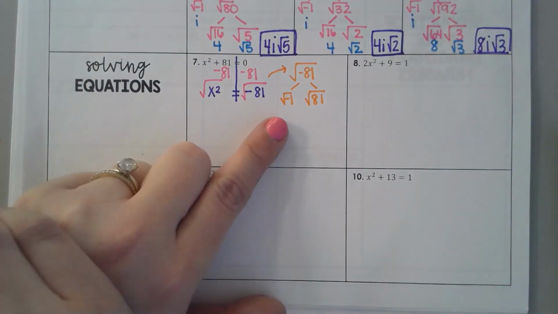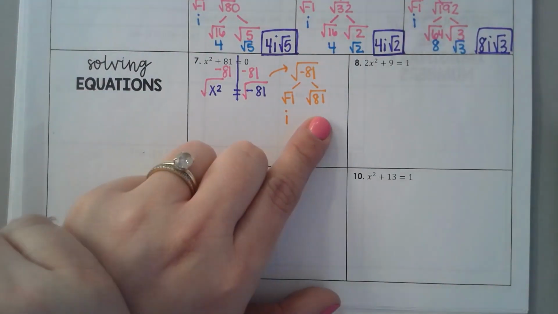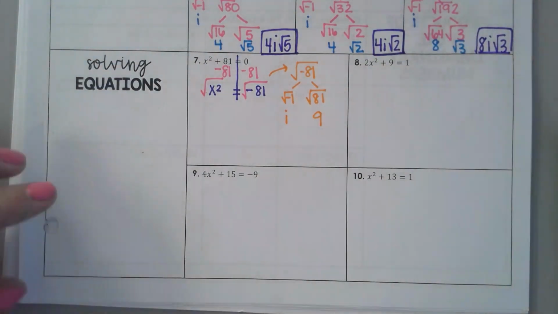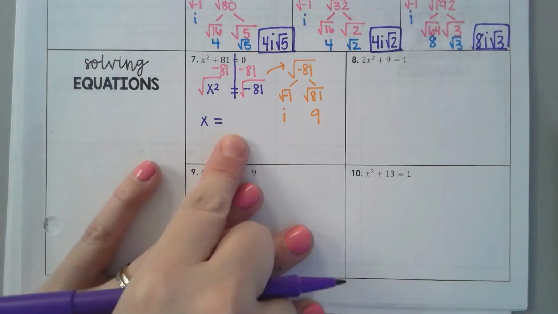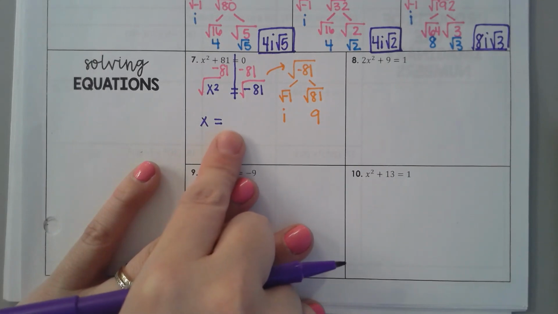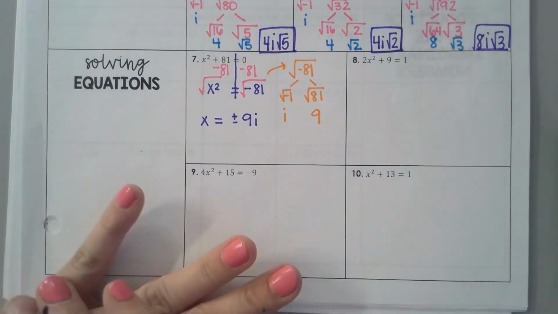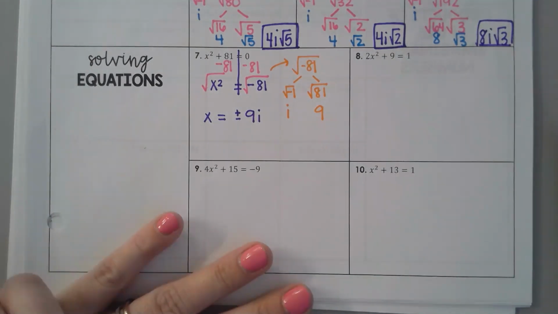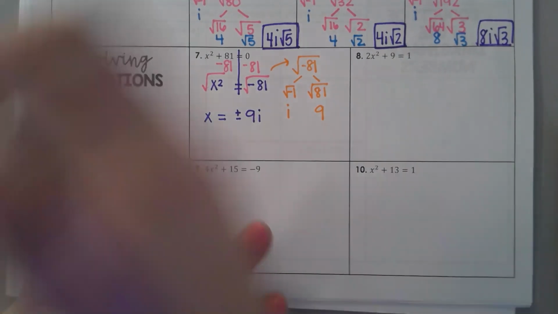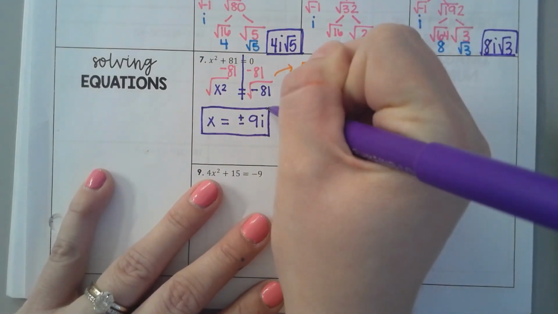And what is the square root of negative 1? i. Is 81 a perfect square? Yes. What is the square root of that? 9. So x equals, do you remember what we had to put in our answers in 5.6? The plus or minus. So plus or minus 9i. Technically on the ones where you're actually solving an equation, you're supposed to put that. Your test over this is going to be multiple choice, so if you don't put it, it's not the end of the world.